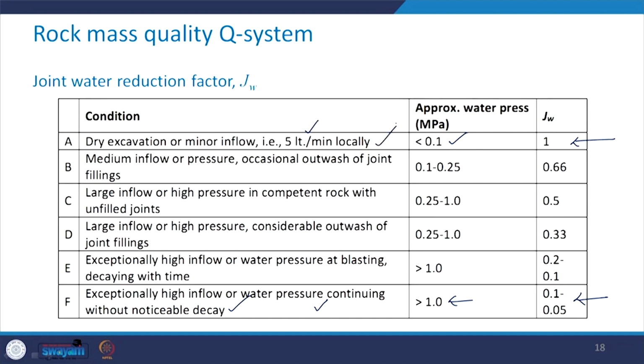So, these are the two extreme cases. One is the dry excavation, second one is exceptionally high inflow of water, and in between you have 4 other categories, and you can see how the rating to this parameter JW will be assigned. So, as the inflow of the water is more, you will have lesser rating assigned to this factor JW.